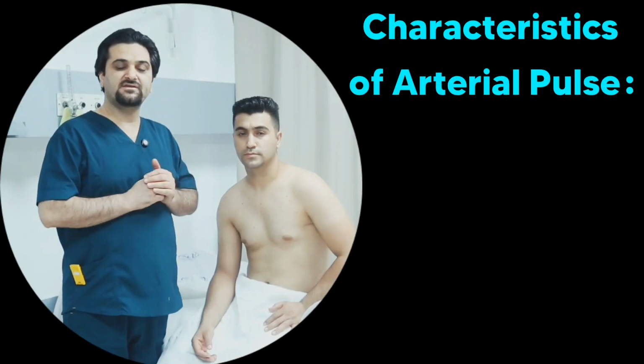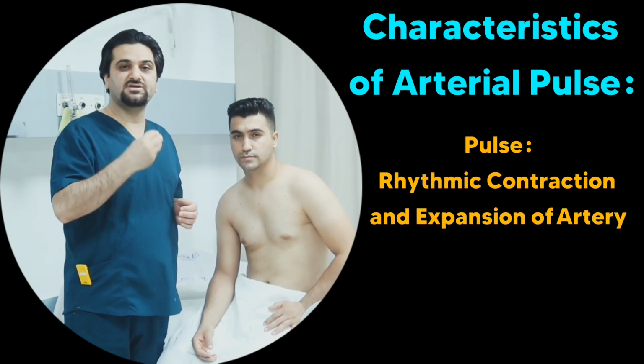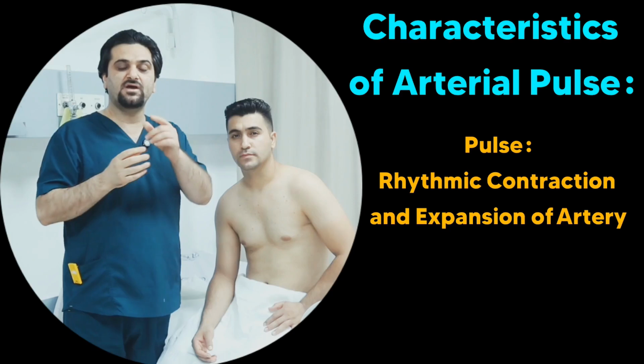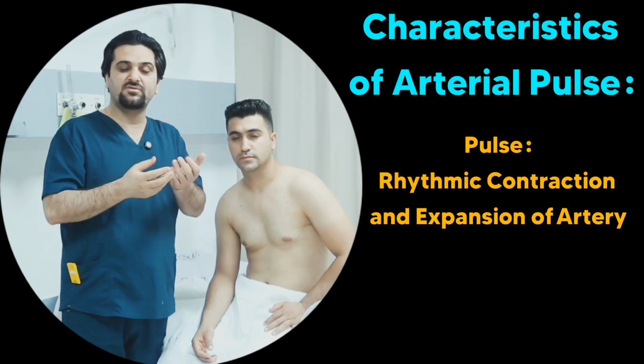What are the characteristics of the arterial pulse? As you know, the pulse is the rhythmic expansion and contraction of an artery, meaning the regular contraction and relaxation of an artery. Anywhere an artery passes over a bone and comes close to the surface of the body, we can check the pulse.